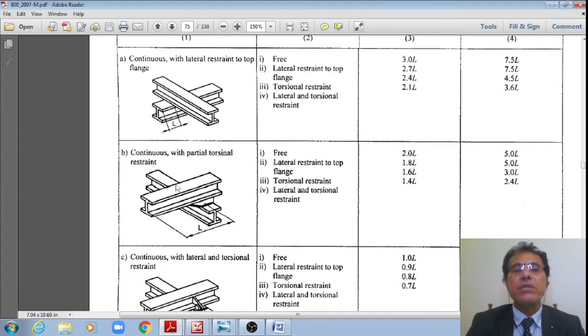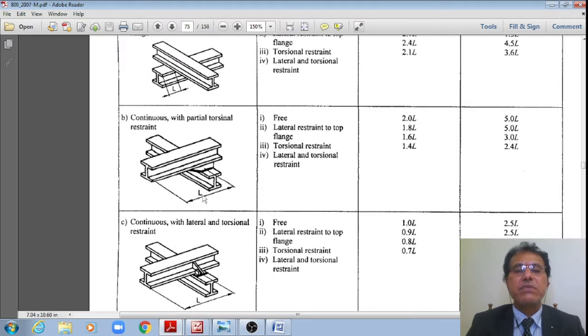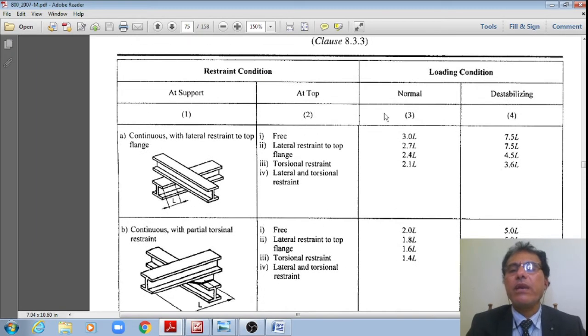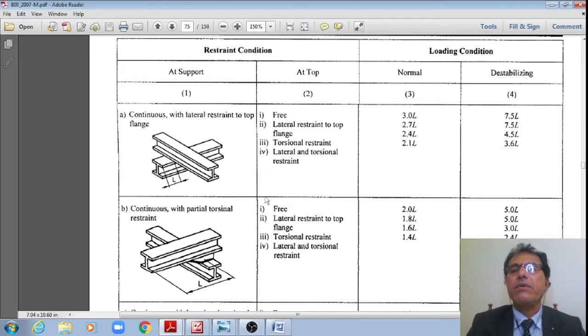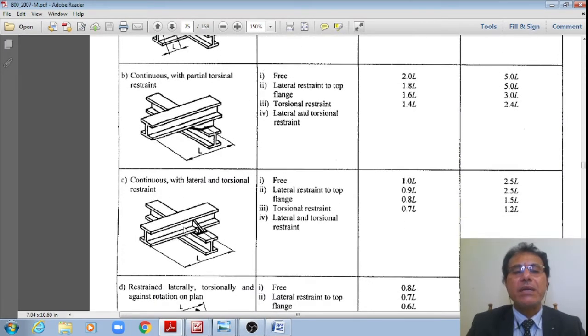The second one is continuous with partial torsional restraint. Please see that there is a partial torsional restraint only, right? Not a full one. What you have seen in the previous case was full, right? For this case, for free it is 2L. For lateral restraint at top it is 1.8L. Torsional restraint 1.6L. Lateral and torsional restraint 1.4L for normal loading conditions.